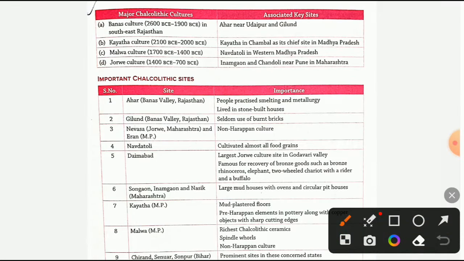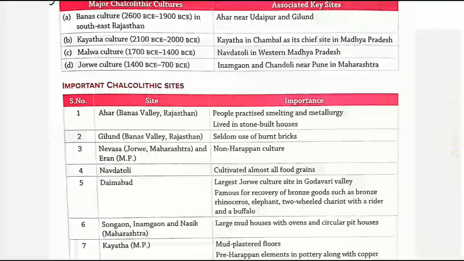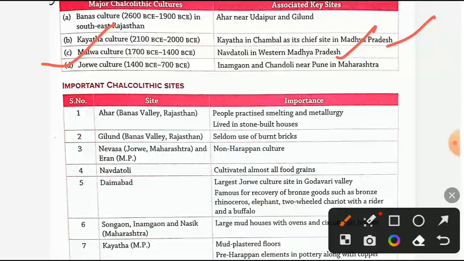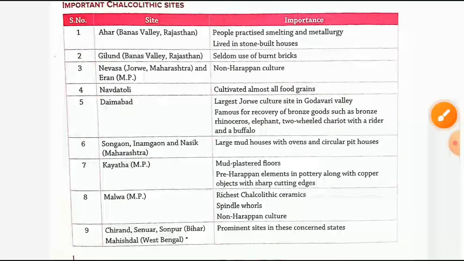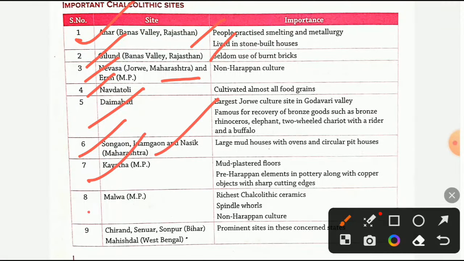So the major Chalcolithic cultures: Banas culture, that was in Rajasthan; Kayatha culture, that was in Chambal in Madhya Pradesh; Malwa culture was in Madhya Pradesh; and Navdatoli in Western Madhya Pradesh; Jorwe culture in Pune in Maharashtra. Next, important Chalcolithic sites: Ahar in Rajasthan, Gilund in Rajasthan, Nevasa in Maharashtra, Navdatoli, Daimabad, Songaon, Inamgaon, Nasik, Maharashtra, Kayatha, Madhya Pradesh, Malwa, Madhya Pradesh, Chirand, Bihar, Mahisdal, West Bengal.